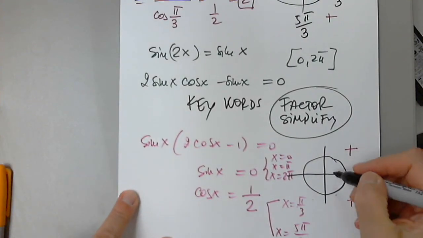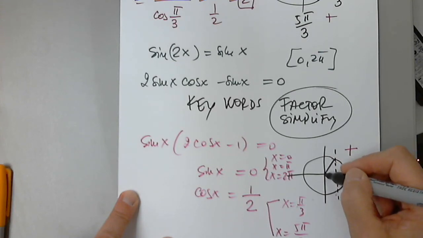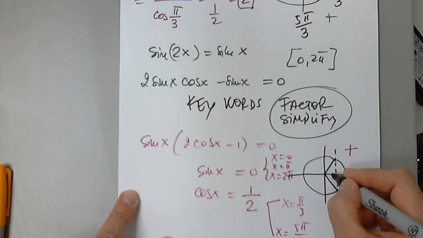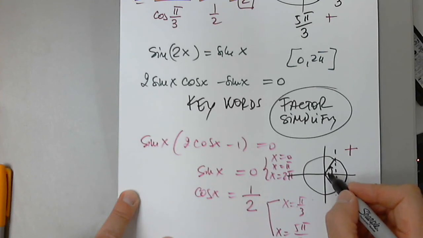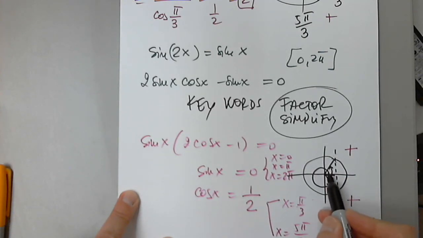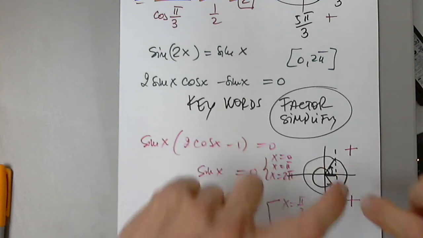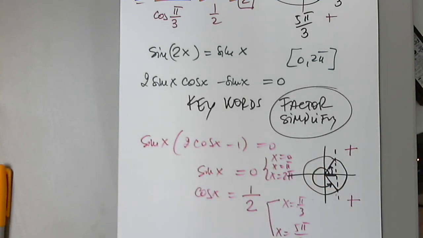So basically, this is pi over 3, and this will be 5 pi over 3. This is pi over 3, and this is on the same vertical, because this little piece is cosine, the piece between these two, which is 1/2.